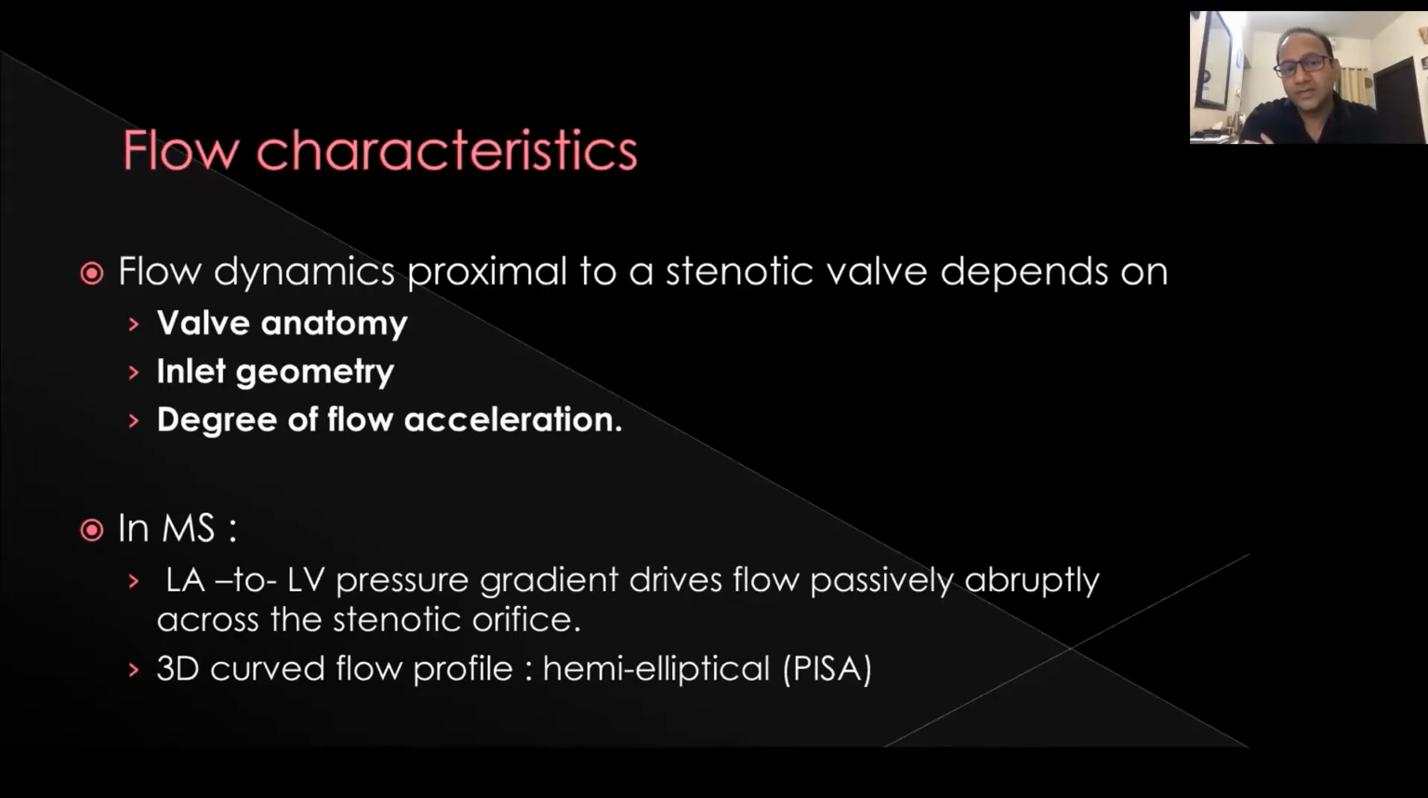So in mitral stenosis, there is a left atrium to left ventricular pressure gradient, which pushes or drives the flow passively across the stenotic orifice in an abrupt way. It's like a dam which has been created in the left atrium, the accumulation of blood, and that kind of forces its way into the left ventricle. And if you look at the 3D curved flow profile, it actually creates hemielliptical isovelocity hemispheres, and creates a pizza in these cases.